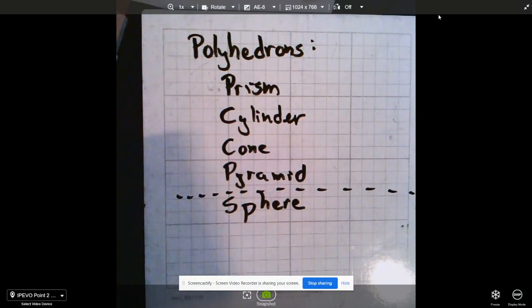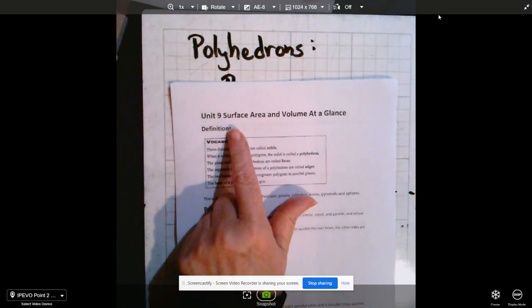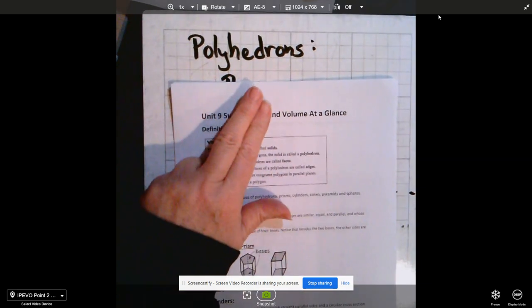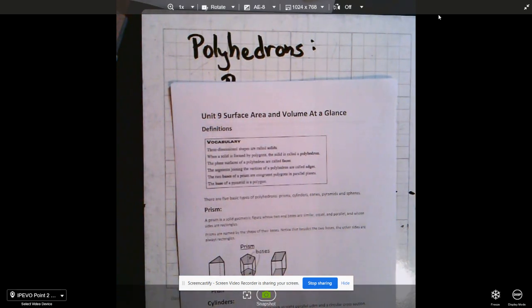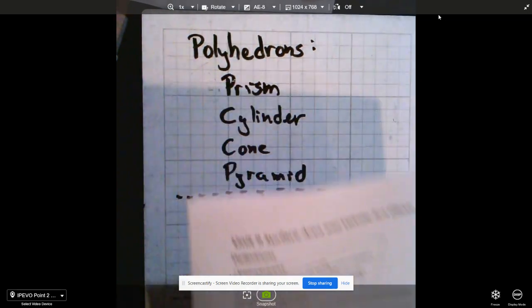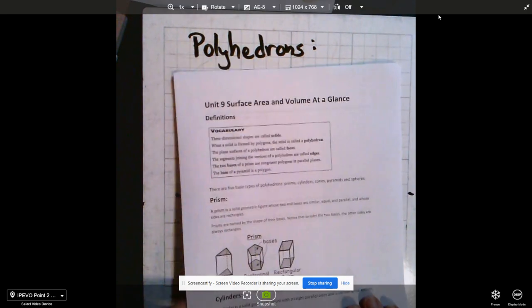All right, so I'm going to talk about Unit 9, and Unit 9 says surface area and volume at a glance. But to be honest with you, because of the times we are in right now, we kind of shortened this chapter just because of the remote learning. So we're not going to talk about surface area. We're really just going to talk about volume. So the first thing is that we need some vocabulary.